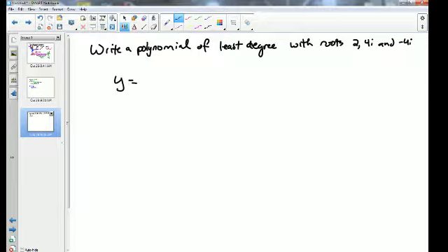Any ideas? What do you need to? No? Okay, this is pretty straightforward. You're going to write an equation in factored form. So you have a 2, a 4i, and a minus 4i, right? All you need to do is put your x's here.